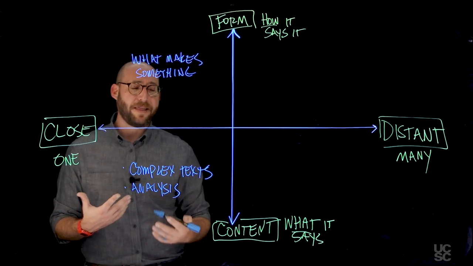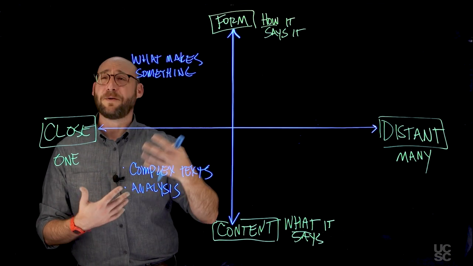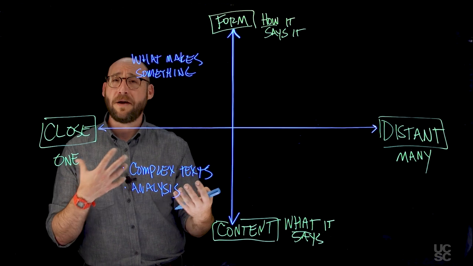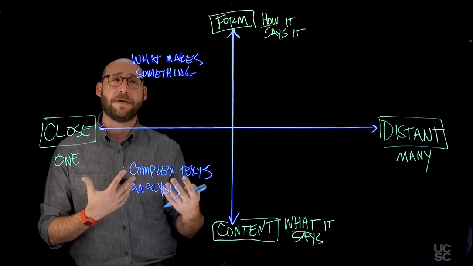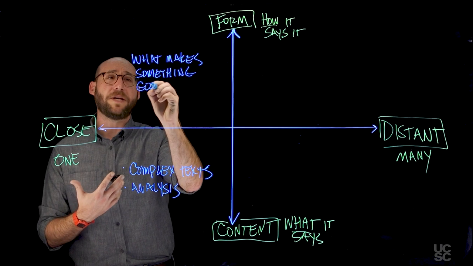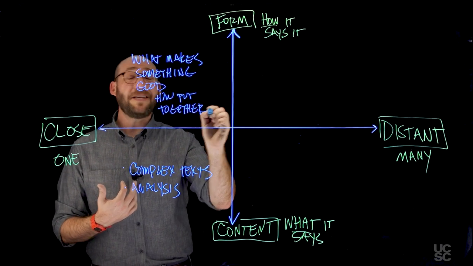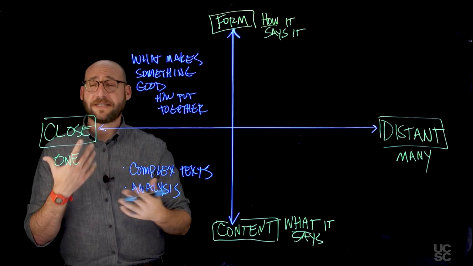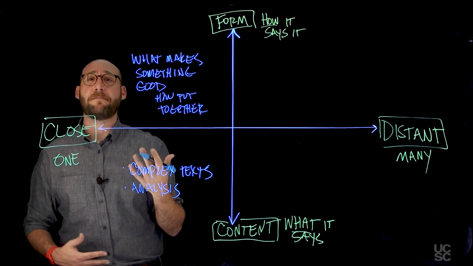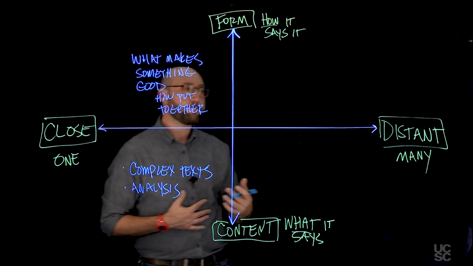Well, we could look at that through content. We can say, what is the content? We can analyze that. We could also look at how the meme is put together. How does it reference? How does it remix other elements? So here, we want to think about what makes something good by looking at how it's put together. And this could be really good if we're trying to write something on our own and we have a really good example of what a quality piece of work in that genre is.